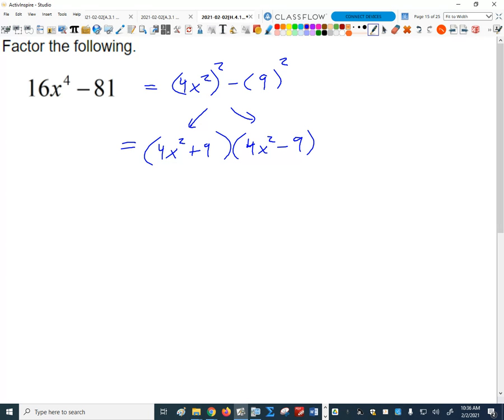Are we done? Go ahead, Adelaide. Couldn't you put them to the fourth? What do you mean? You could put 2x in parentheses to the fourth and minus, is it 3 to the fourth? Okay, right. So you're saying we could write this as a difference of fourths, but we don't have a factoring pattern for that, is the only problem. We only have a factoring pattern for a difference of squares. So what you said is correct. Okay, well, are we done?